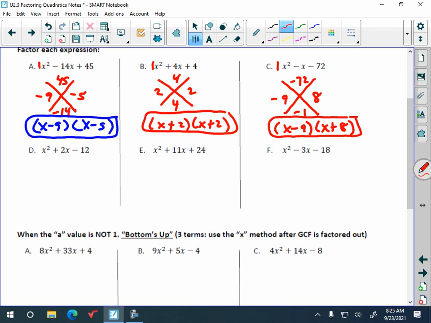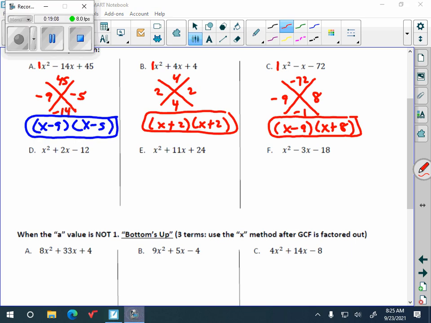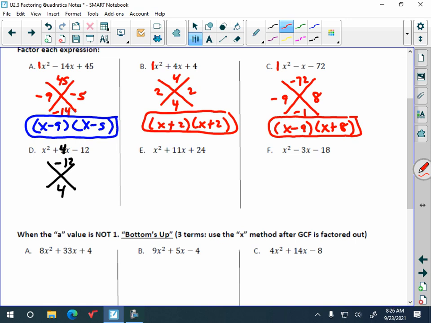All right, so go ahead and do D, E, and F. All right, so changing that to a 4, it should be 6 and negative 2. So x plus 6, x minus 2.